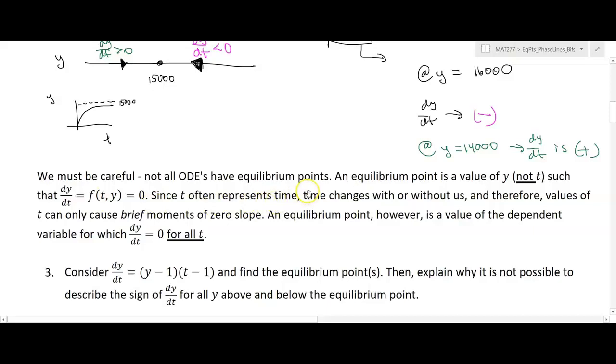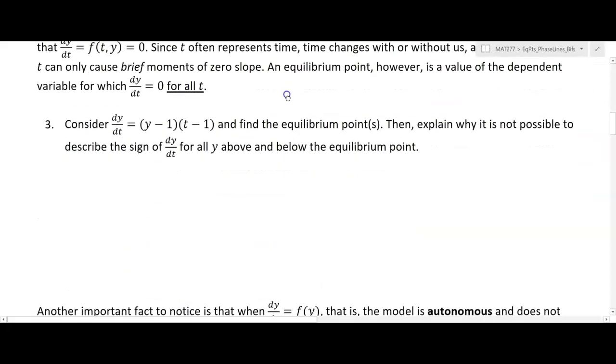Since t often represents time, time changes with or without us, and therefore values of t can only cause brief moments of zero slope. An equilibrium point, however, is a value of the dependent variable for which dy/dt equals 0 for all time. So let's take a look at one example where that is the case.